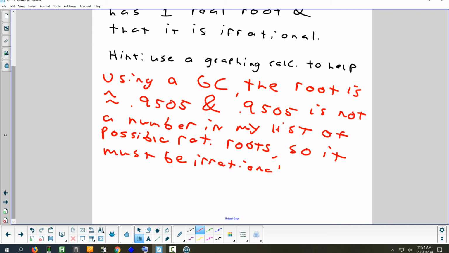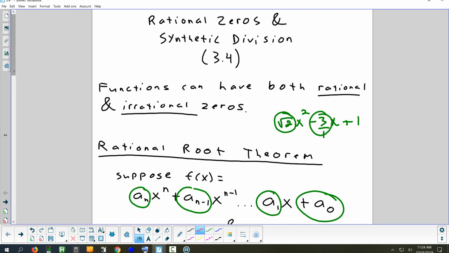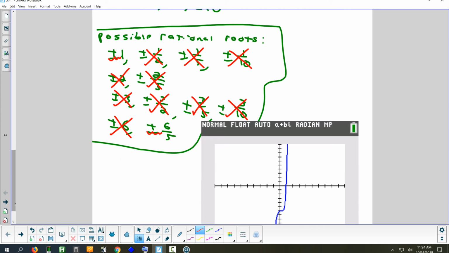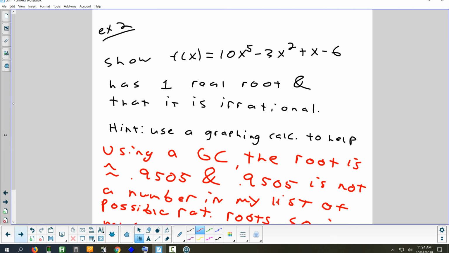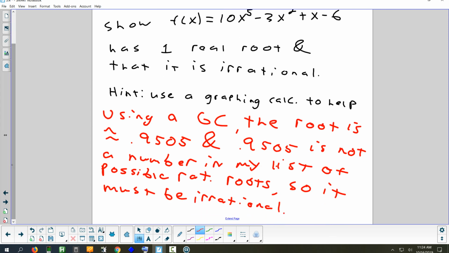Okay. Any questions on that? So 0.9505 was a number that is the root. There is no fraction in this list that's even close to 0.9505. And these are all rational possibilities. And it's not here. So the only other option is that the answer we found must be irrational. Okay, but you're going to use a graphing calculator to help you with the rational root theorem pretty much every time you do it. Any questions on that?